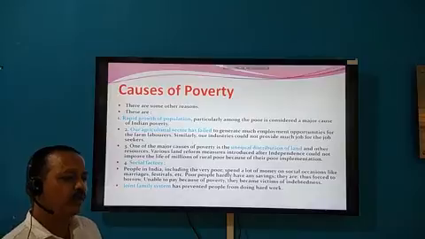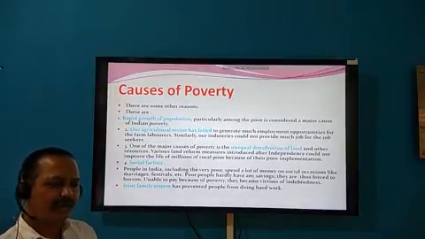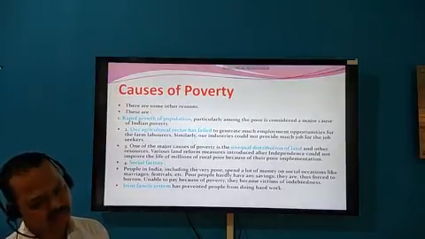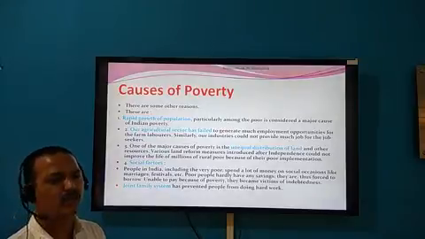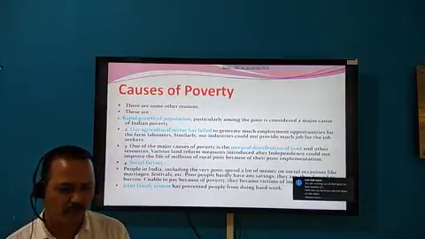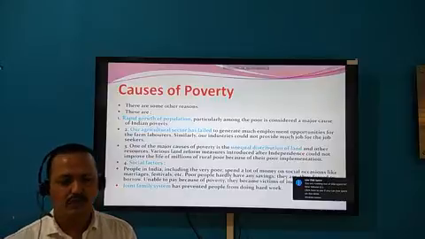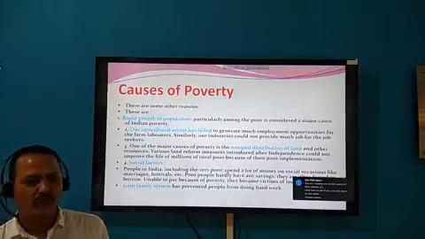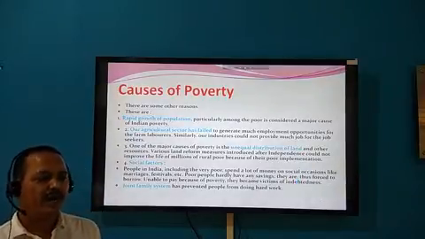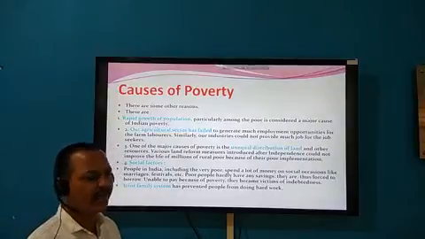That means from both points of view, the agricultural sector and the industrial sector, they are unable to create a sufficient number of employment opportunities. So due to unemployment, more people are living below the poverty line in India.